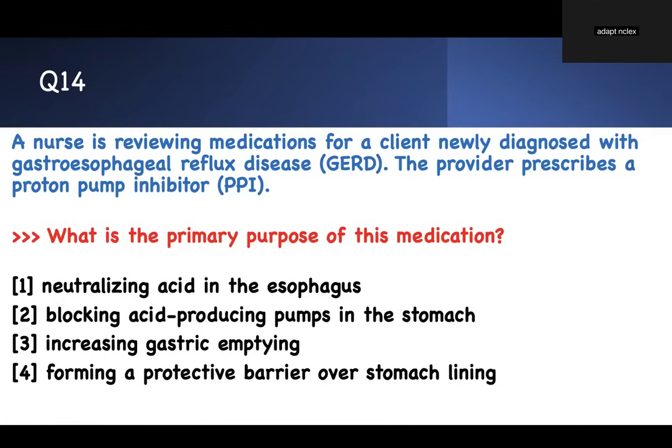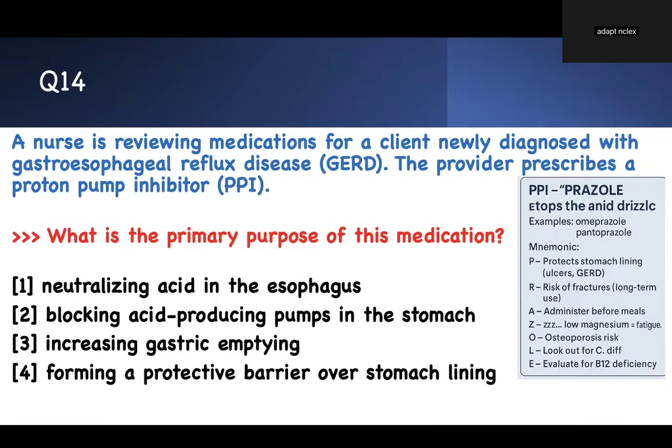I see neutralize in number 1. I get rid of it. I see block, I see pump. Hey, acid, you may be my answer choice. Number 3 says increasing. There's no proton, no pump, no inhibitor. And then there's formation of a protective barrier. It doesn't say proton pump inhibitor. Therefore, 2 is the right answer. And this is some of the mnemonic associated with the PPI, which we saw already.